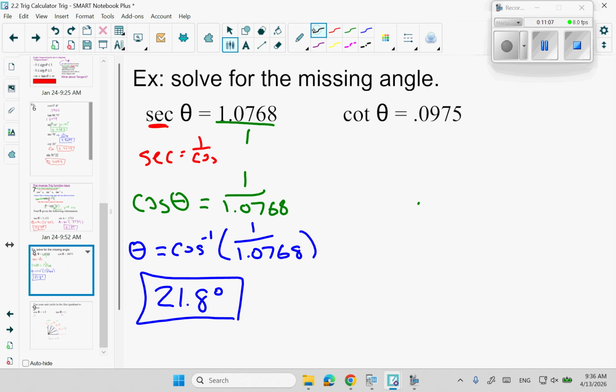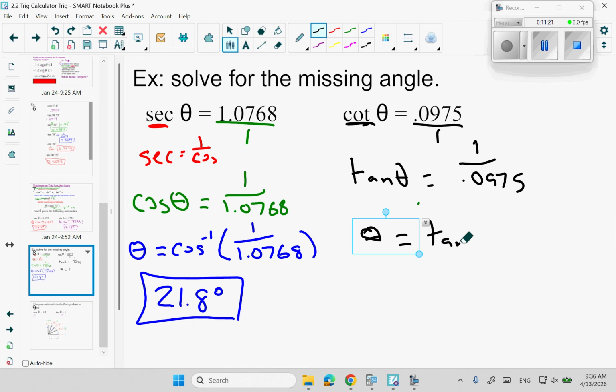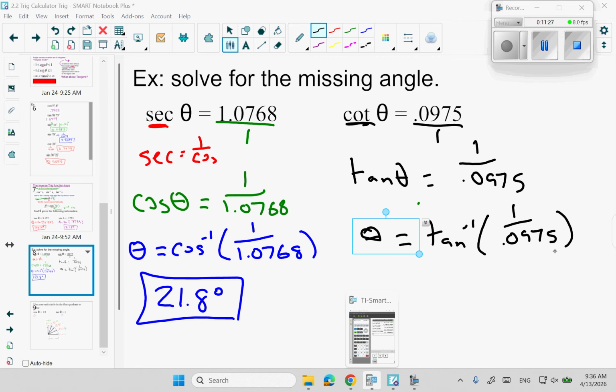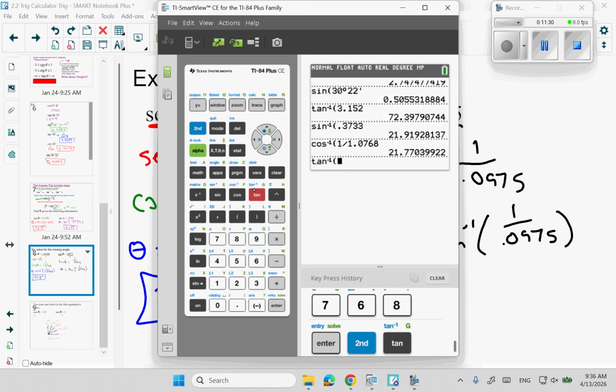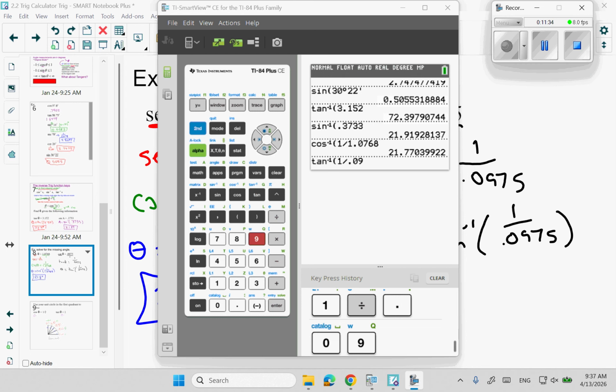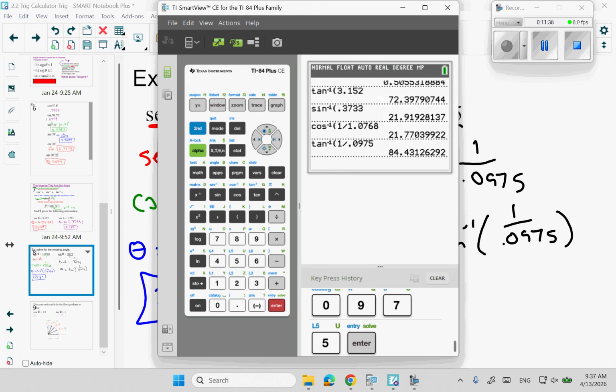Okay. Same thing over here. This is over 1, and I can flip it for the tangent of theta. So therefore, theta equals tan to the -1 of that whole thing. So I get about 84.4 degrees.